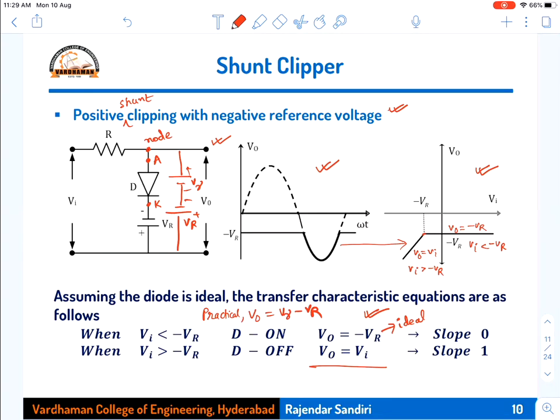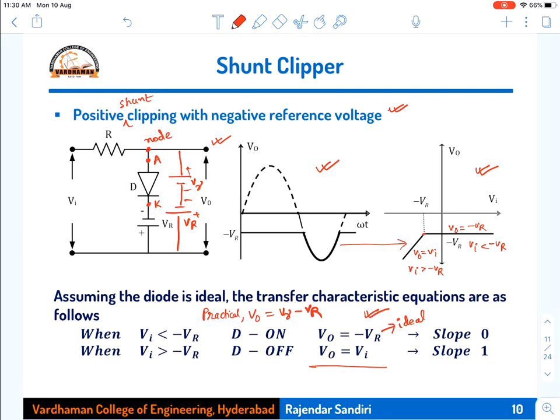V naught is equal to... In reverse bias, it will be open circuit. Reverse bias is simply only one case. V naught is equal to Vi only because it is reverse bias, whether in series with the diode there is a battery or no battery. If the diode is open circuit, then the entire branch will be open circuit, then output voltage is same as the input voltage. So when the diode is off, for practical and ideal, both are V naught is equal to Vi only.